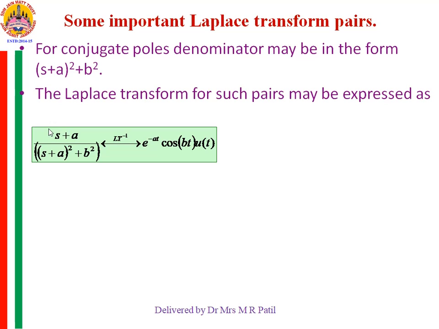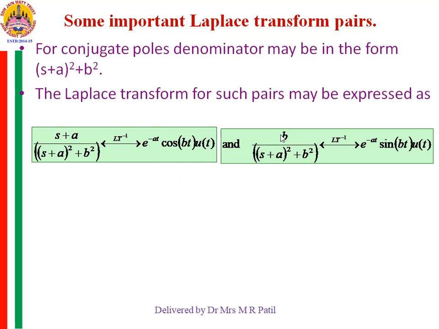If you adjust the numerator with s plus a, then the inverse Laplace transform of (s plus a) by (s plus a) square plus b square is e raised to minus at cos bt u of t, and that of b divided by (s plus a) square plus b square is e raised to minus at sin bt.